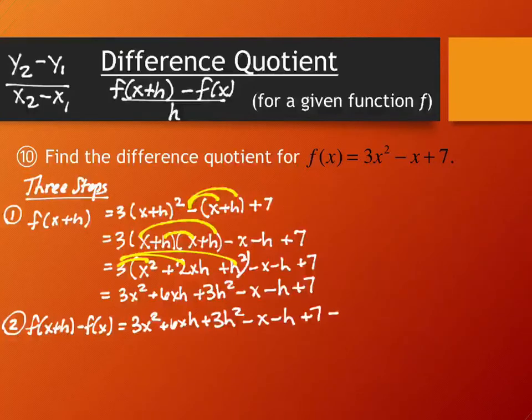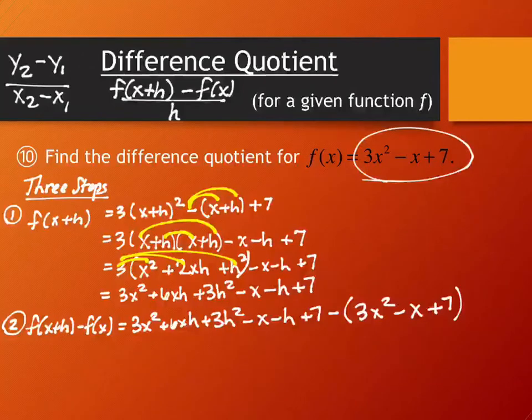And I'm going to subtract off f of x. Well, that was what was given to me right here. It's 3x squared minus x plus 7. Now you have a couple options. One option is that you could, in fact, distribute the negative through here. That's fine. If you'd like to do it that way, go for it.